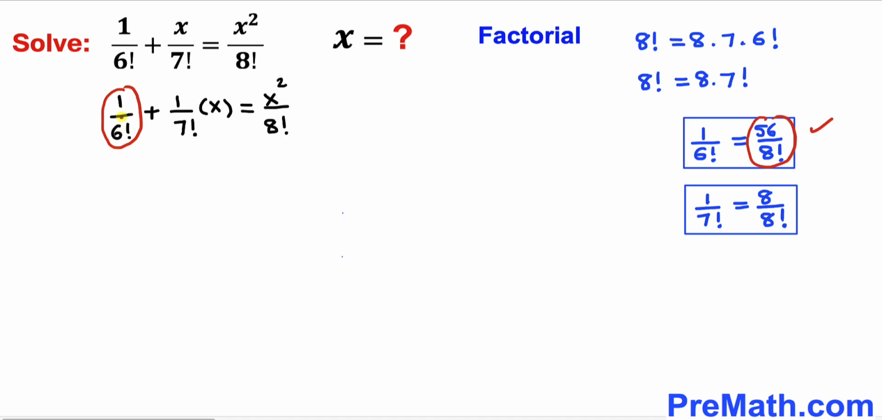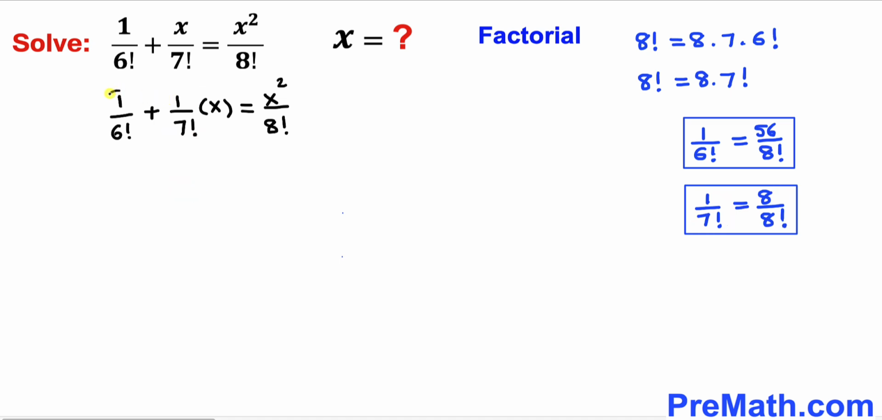So therefore I'm going to replace this first term with 56 divided by 8 factorial. And now let's focus on this middle term, 1 divided by 7 factorial. And we know our 1 divided by 7 factorial could be written as 8 divided by 8 factorial. So therefore I'm going to replace this by 8 divided by 8 factorial.